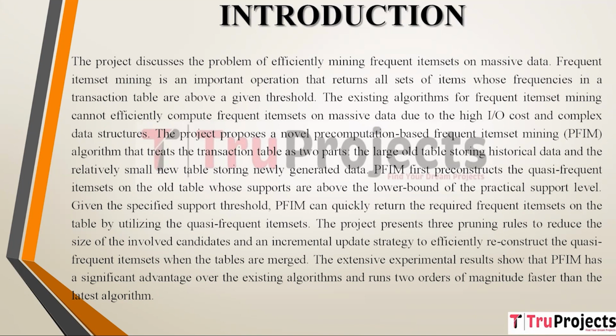Given the provided support threshold, using the quasi-frequent item sets, PFIM may swiftly return the required frequent item sets on the table. When the tables are combined, the project includes 3 pruning rules to lower the size of the involved candidates, as well as an incremental updating strategy to efficiently reconstruct the quasi-frequent item sets. Extensive experimental findings reveal that PFIM outperforms existing methods and runs 2 orders of magnitude quicker than the most recent approach.